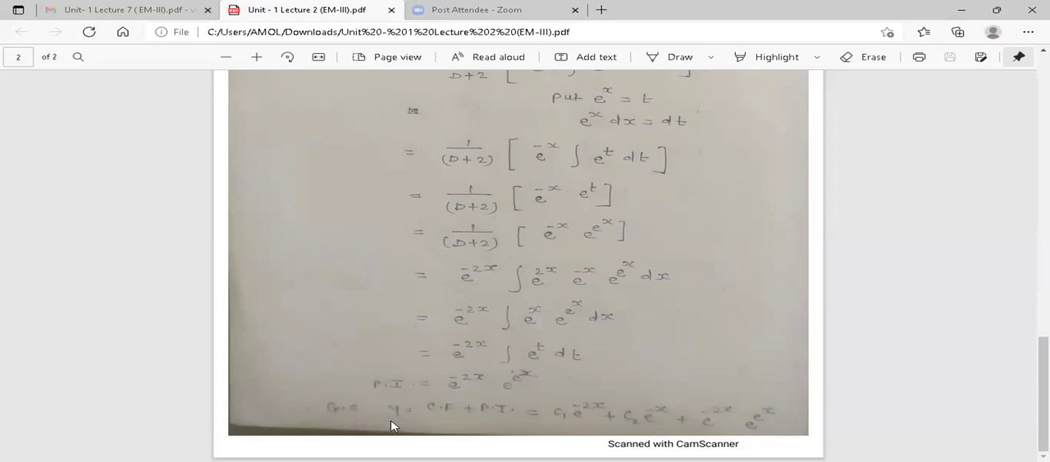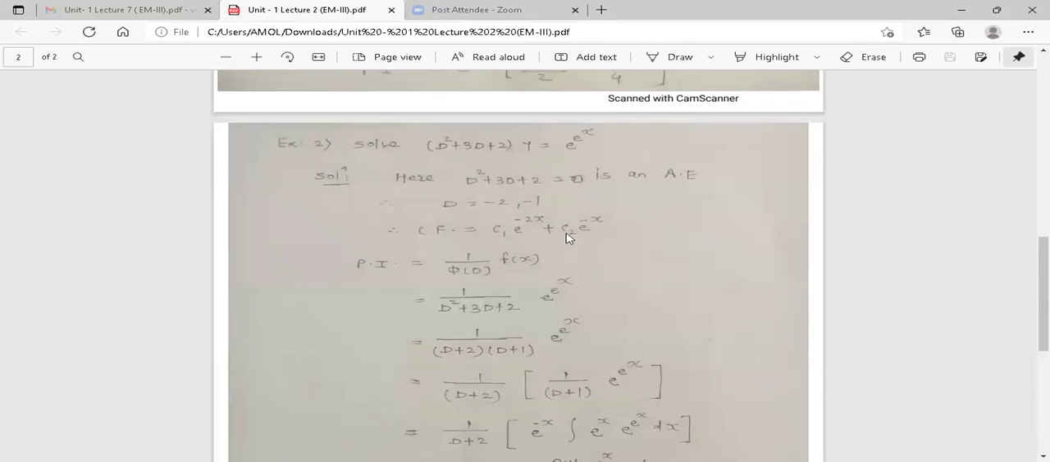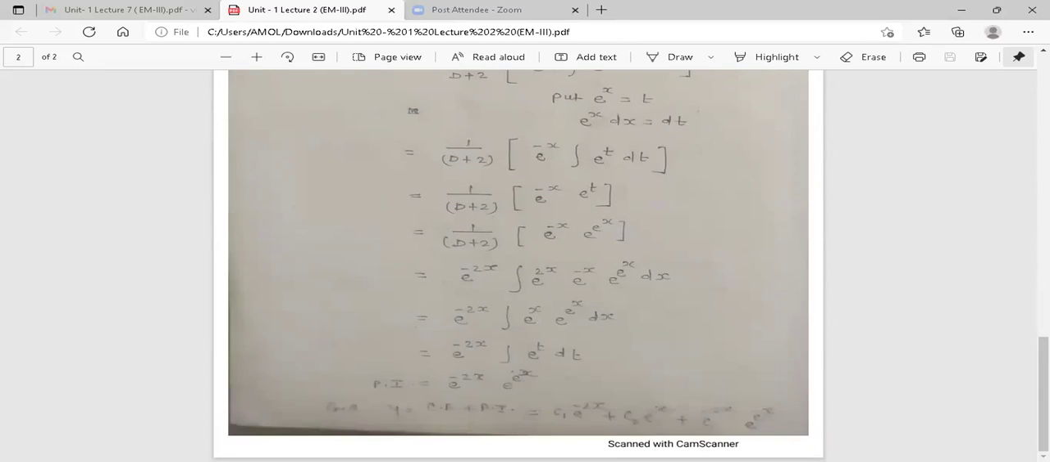Now the general solution, y is equal to CF plus PI. So it is equal to, now the CF is here. This is the CF, the complementary function, C1 e to the power minus 2x plus C2 e to the power minus x. Right there is the CF, and then the particular integral is e to the power minus 2x into e to the power x. So this is the general solution for the given LDE, and this is the first general method.